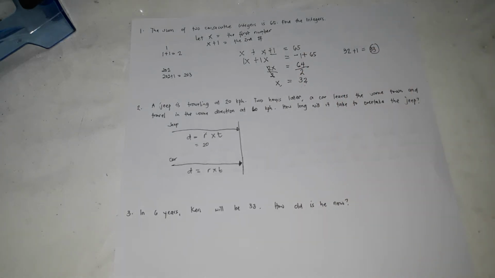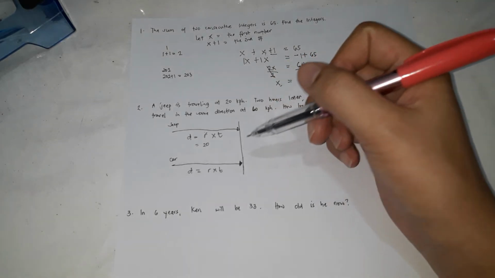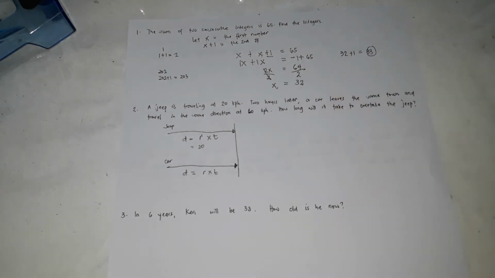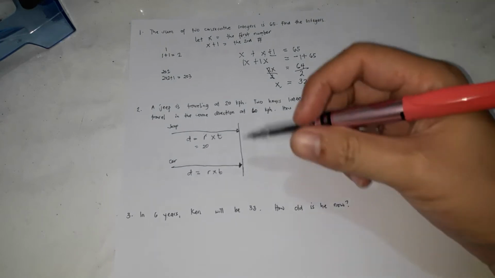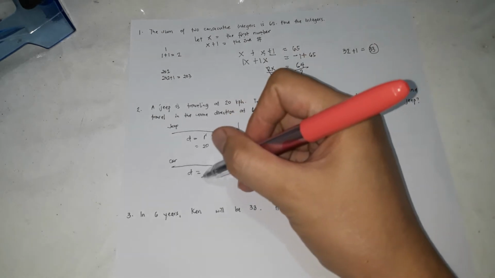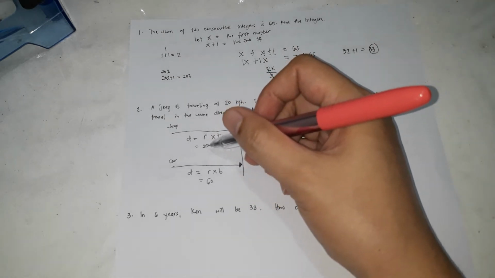If they have the same distance, that means that they overtake. Kung nagkasabay na sila, pantay na yung dulo ng mga kanilang ulo. So that's the time that nag-overtake na si car kay jeep. So in this one, the rate is 60. So ibig sabihin, malalampasan na talaga ito si jeep.